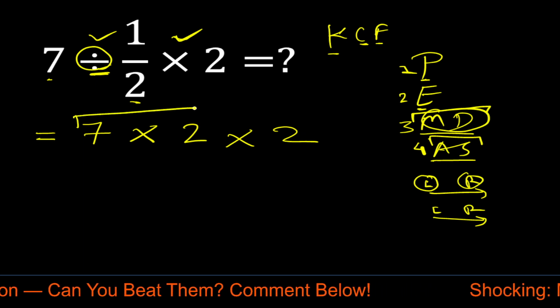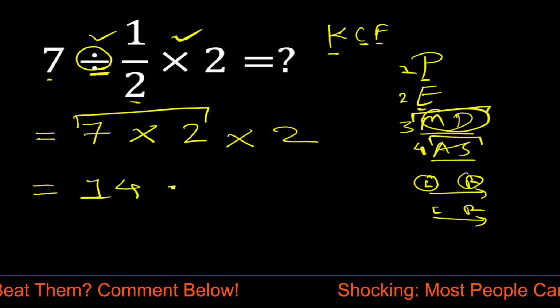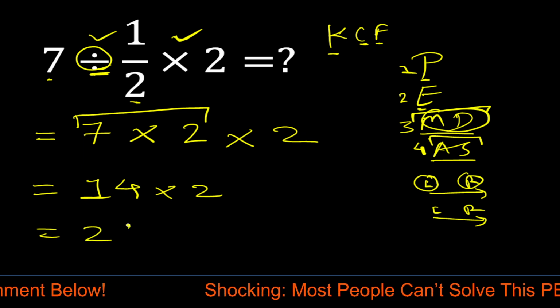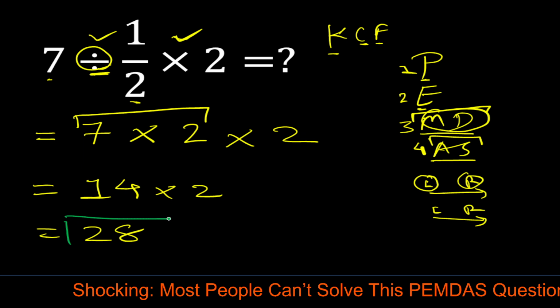Now 7 times 2 is equal to 14, times 2, right? So 14 times 2 is equal to 28. So the correct answer is 28, right?